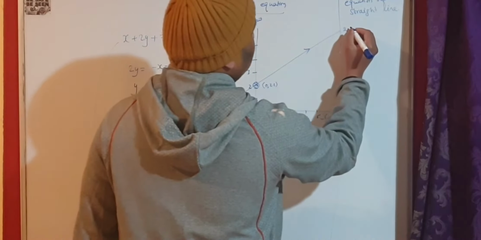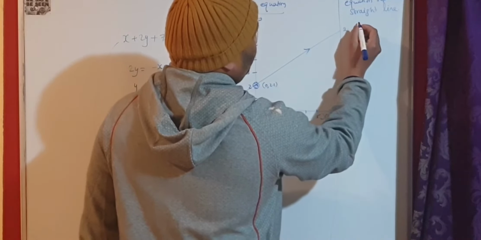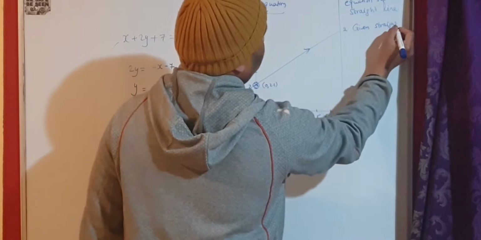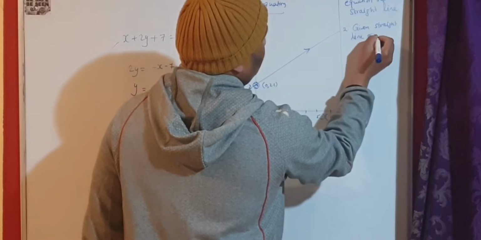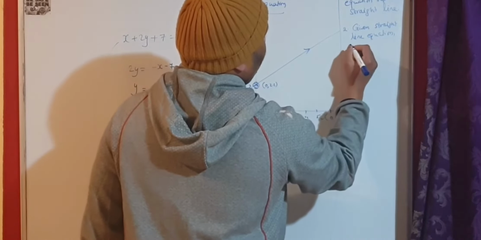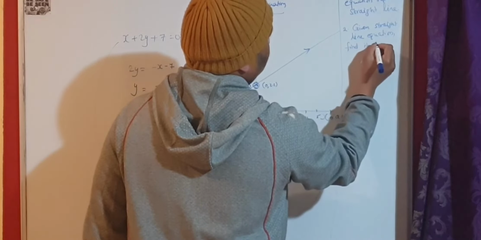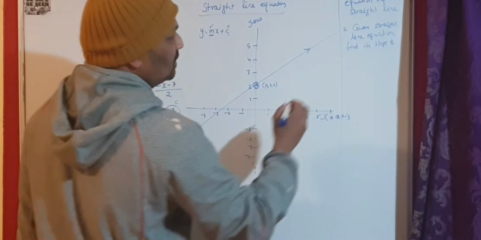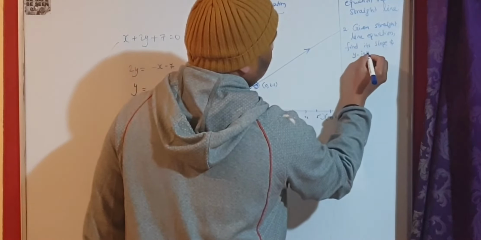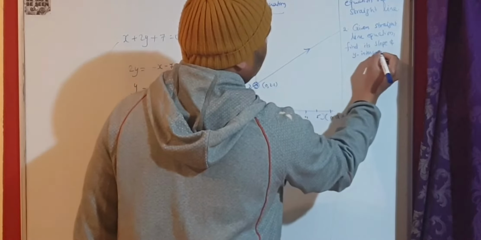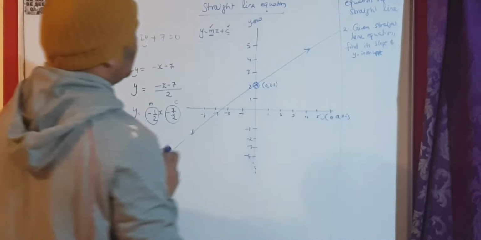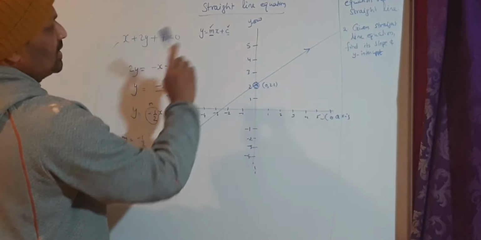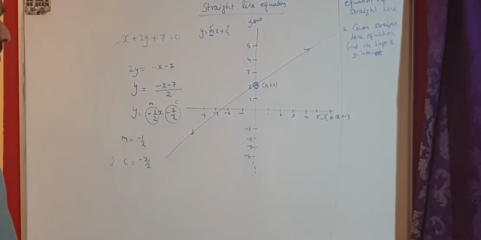So the second thing that we discovered is that, given a straight line equation, we can find its slope and y-intercept. This is the slope-intercept form, because this equation has a slope and also a y-intercept. The c represents the y-intercept.